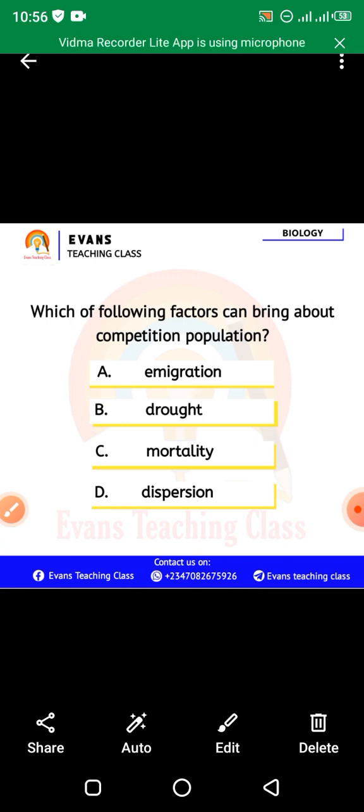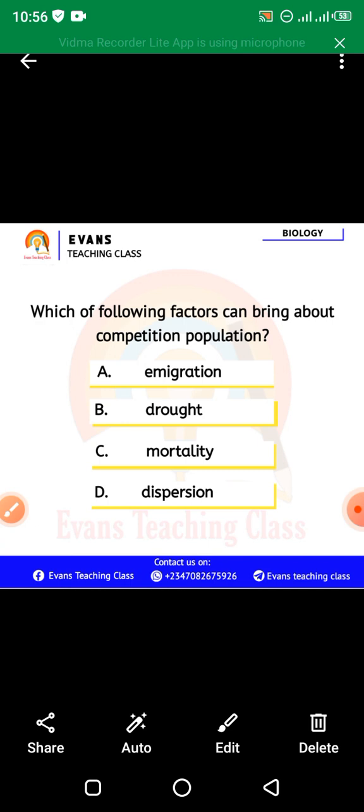So let's start. The first question states thus: which of the following factors can bring about competition in a population? A, emigration; B, drought; C, mortality; D, dispersion.